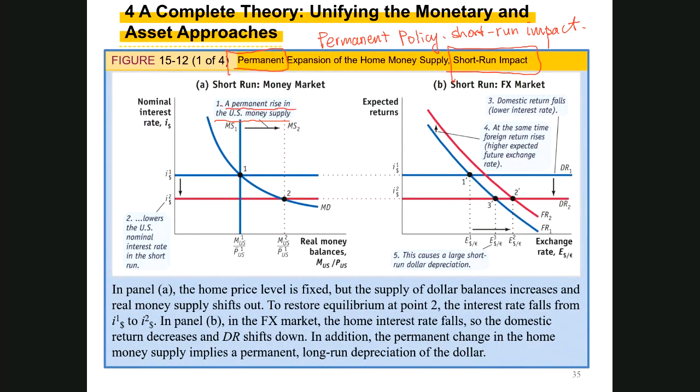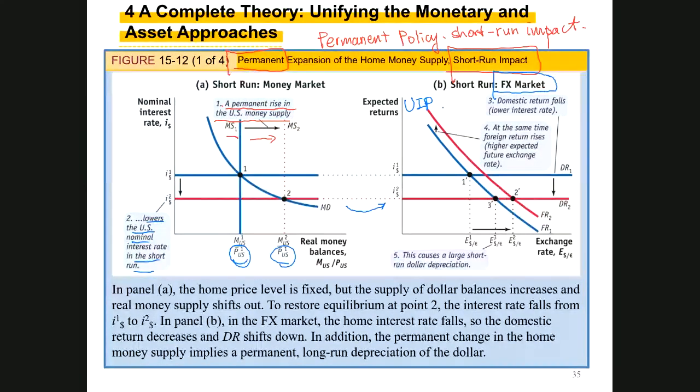Okay, this will lead to the overshooting. Let me just give you some idea. MS1 increased to MS2. In the short run, we still believe that the price is fixed, right? So we will lower the US nominal interest rate in the short run. Now what about the transmission of the policy to the other country? We need to take a look at the foreign exchange market, and simply this one is just the UIP.